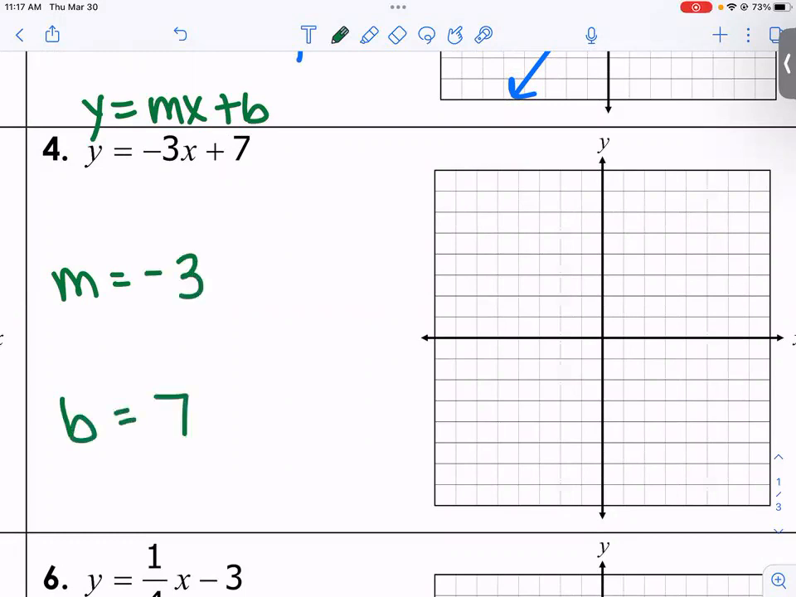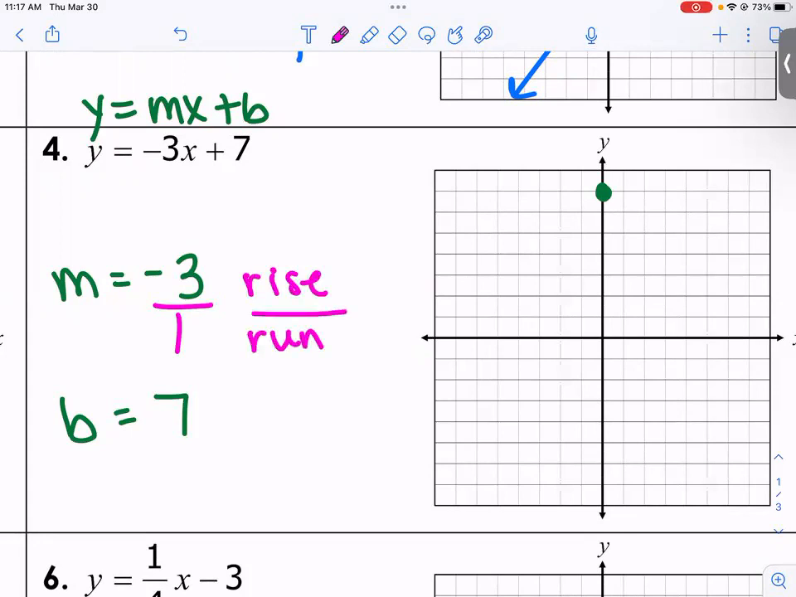Okay. Now, when we go to plot 7, 1, 2, 3, 4, 5, 6, 7. Okay, there it is. Now, rise over run. I have an integer. When that happens, it's going to be a good idea for you to put it over 1 so that you can see your rise and your run.